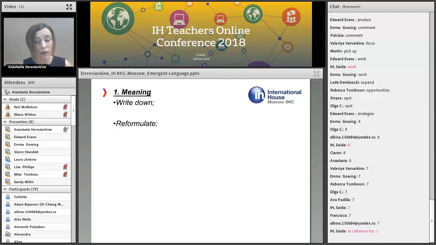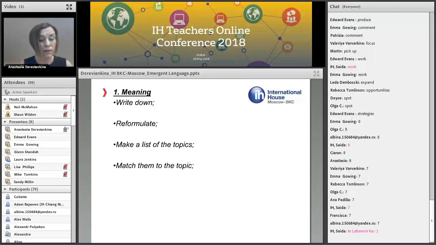So if you have noticed, some of them said "to depend off", I would write down "to depend on" on the card. After that, I usually ask my students to make a list of the topics that they have discussed. And then I ask them to match the cards, which I have prepared, to the topics.